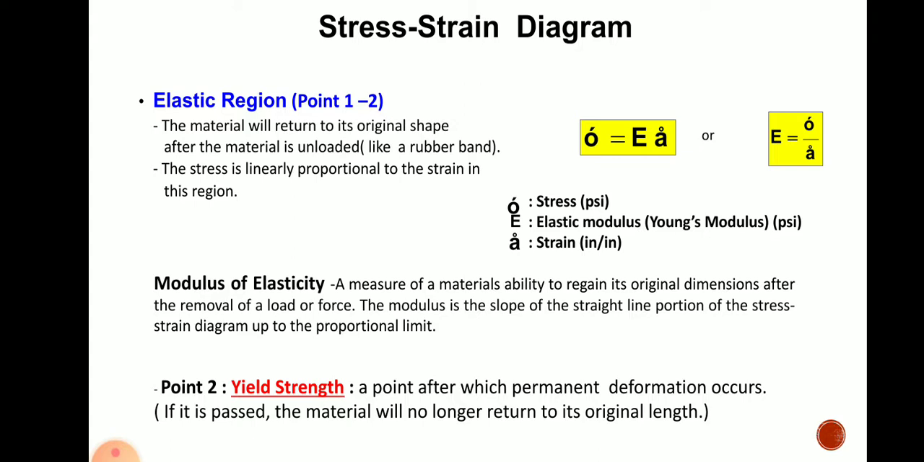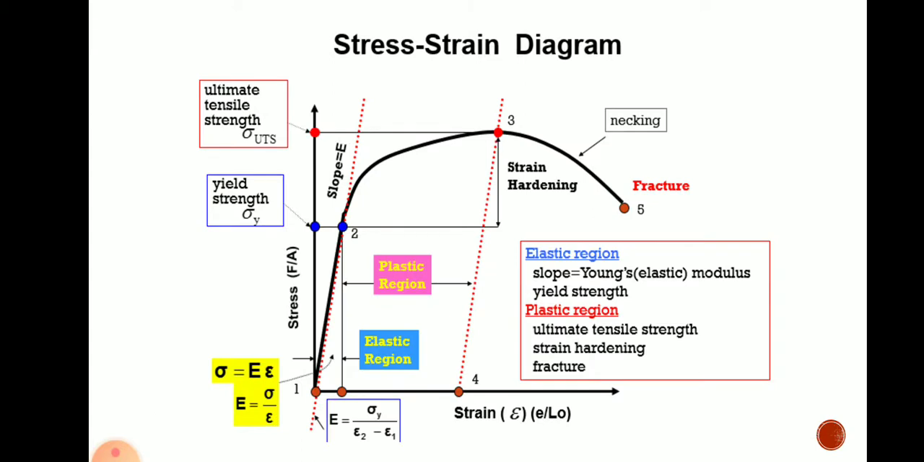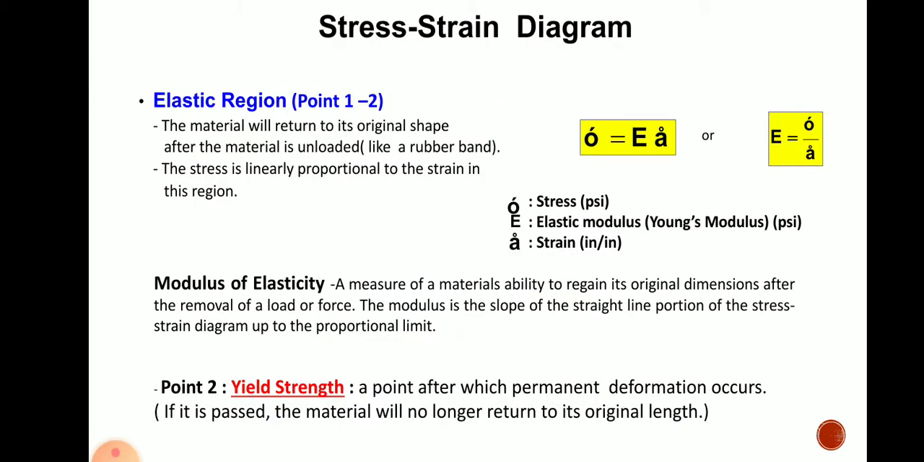That means if you are applying stress up to this point number 2, and point number 2 is extended to the y-axis, at that point we have given the name yield strength, sigma y. Up to that stress, if you apply force on the component, there will be elastic change in your material. That means after removing the force, the component can get its original position, original shape or original length.